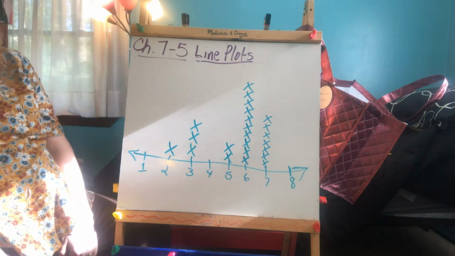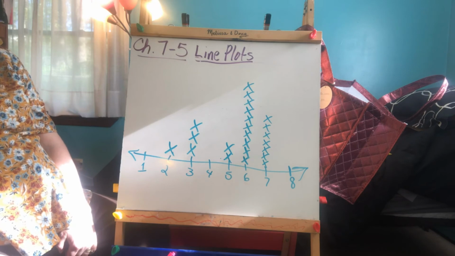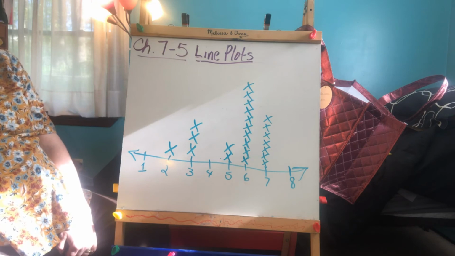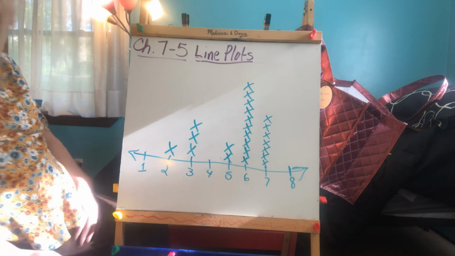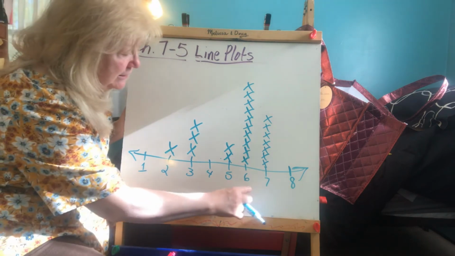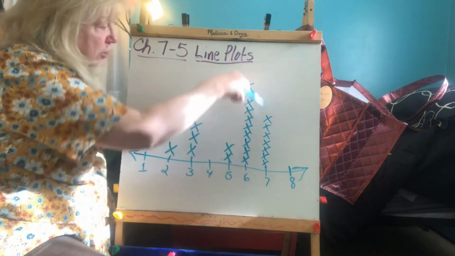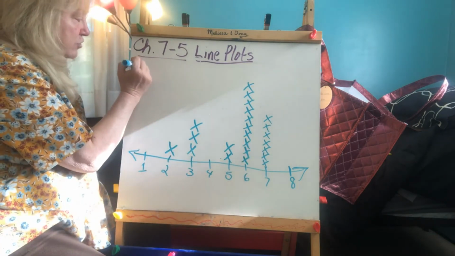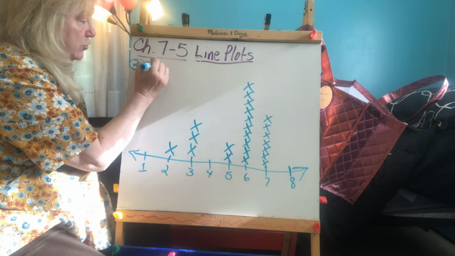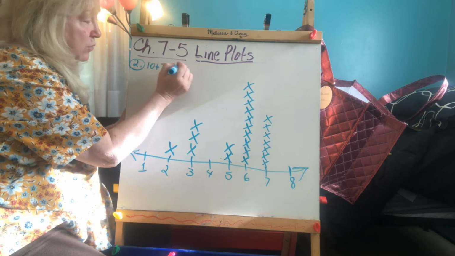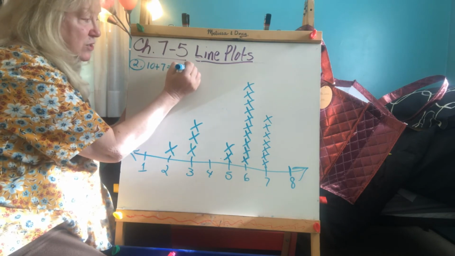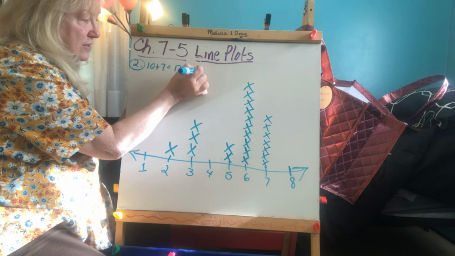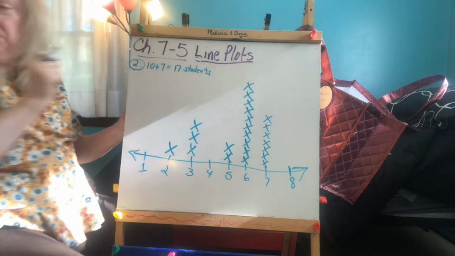Now we can answer the questions. Question 2 says, how many students have lived in Fanwood for 6 or 7 years? So now we're going to look at 6 and we're going to look at 7. There are 10 plus 7. So for the answer to number 2, to figure it out, you're going to do 10 plus 7 equals 17 students. So that's our answer for number 2.